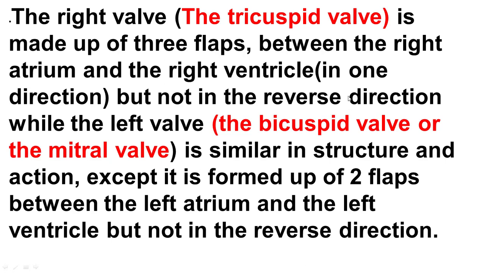The second one is the left valve, located between the left atrium, upper, and the left ventricle, lower, and it is named the bicuspid valve or mitral valve. It is similar in structure and action, but it consists of only two flaps, not three like the tricuspid valve.